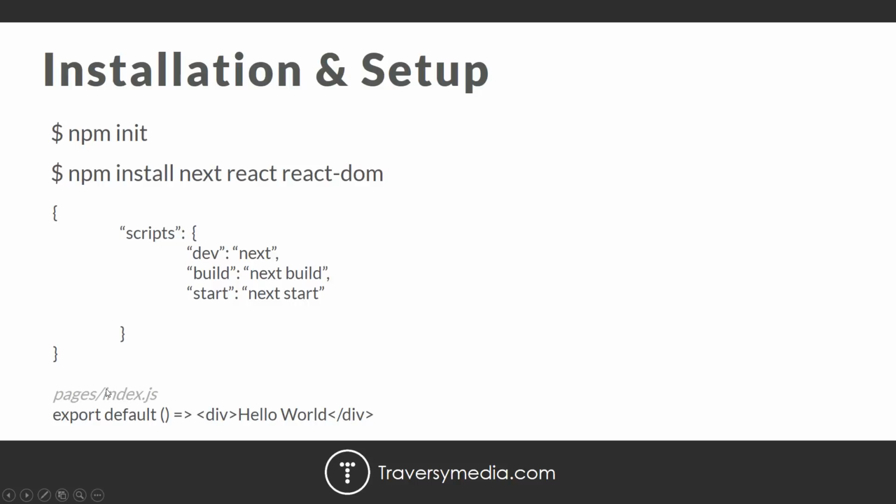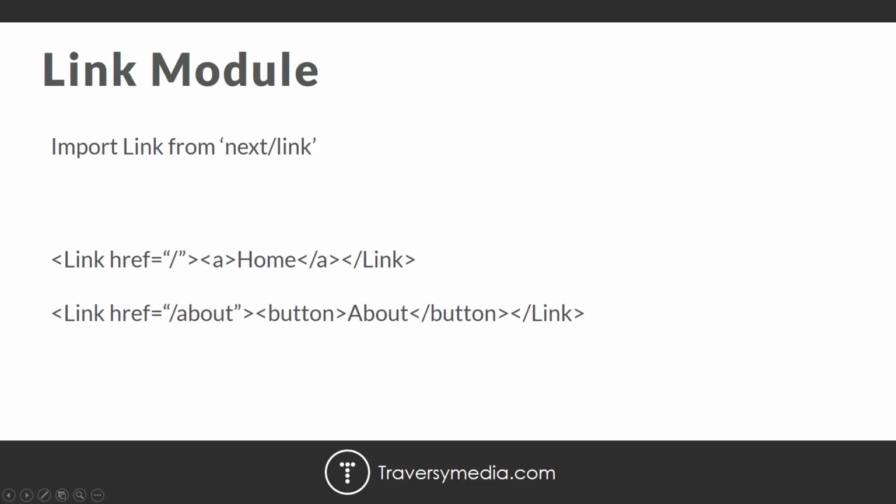But if we did about.js, we could go to /about. So it's as easy as that to get up and running. All right, so Next also ships with a link module to correctly navigate to your file-based or page-based routes.